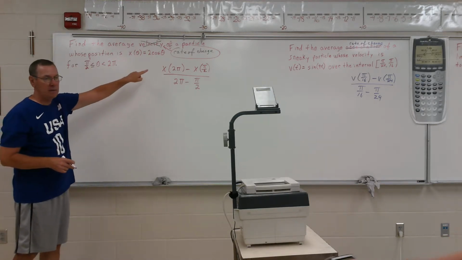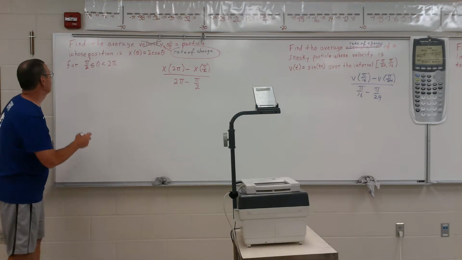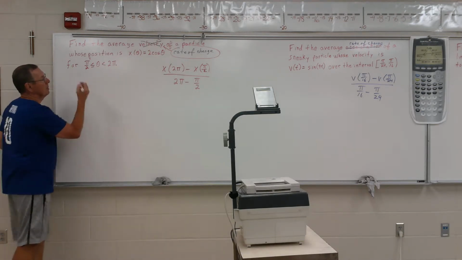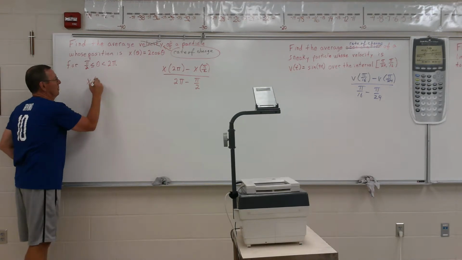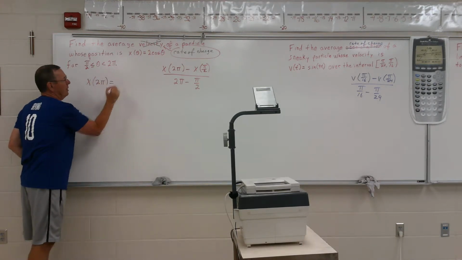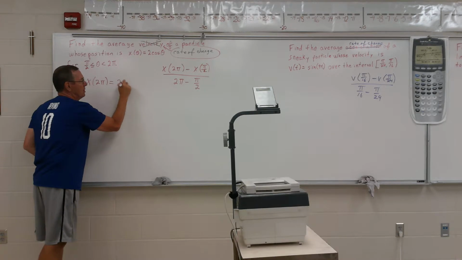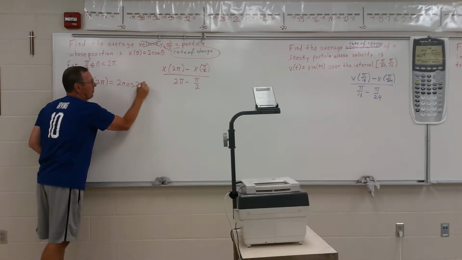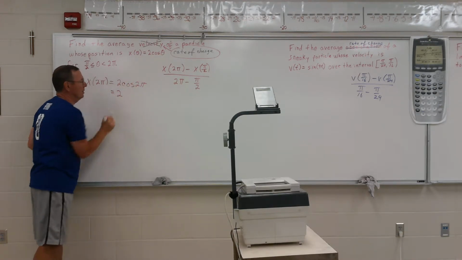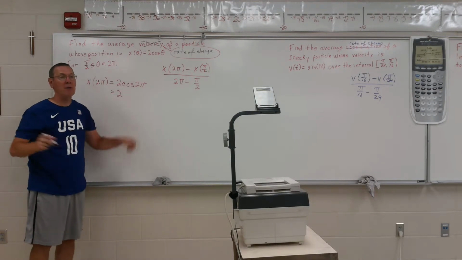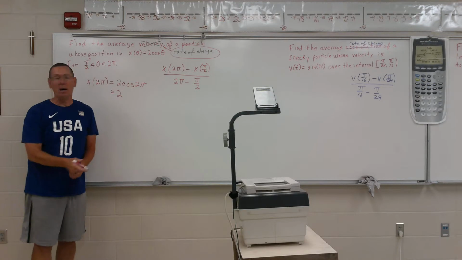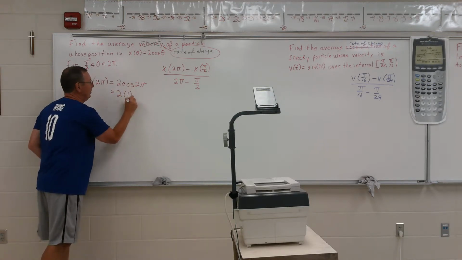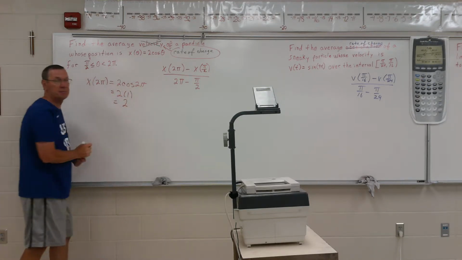Now we need an x of 2 pi. So if I grab my x function, x of 2 pi equals 2 times cosine of 2 pi. And copy this 2 down. Cosine of 2 pi from our cosine curve over here, I'm not going to copy it again, but we can see that we're up at 1. So that's going to be a 1. 2 times 1 is a 2.